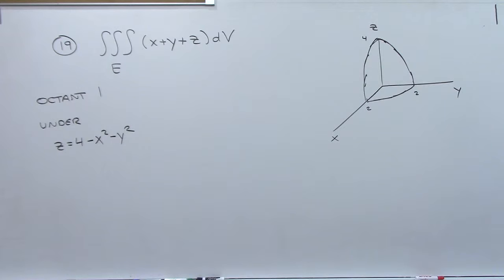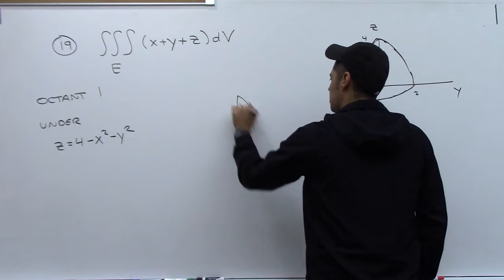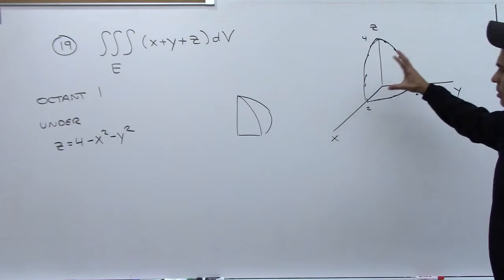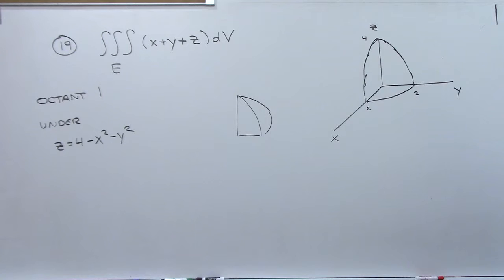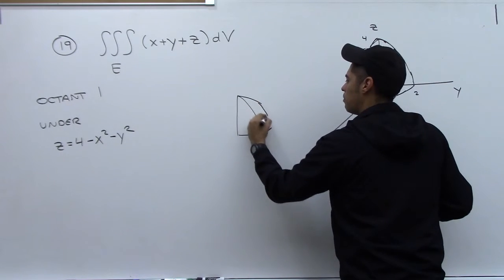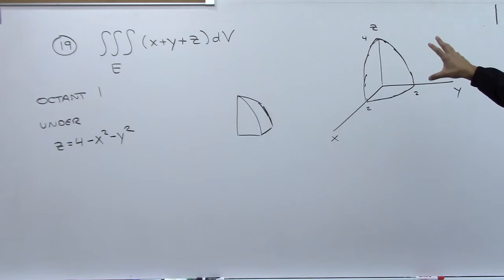So that's my region. It's kind of something like this. I don't know if you can see that. If I turn it to the side, you can see it like that. I think I over-exaggerated that. It would probably be something closer, but you get the idea. Hopefully that's in the first octant.